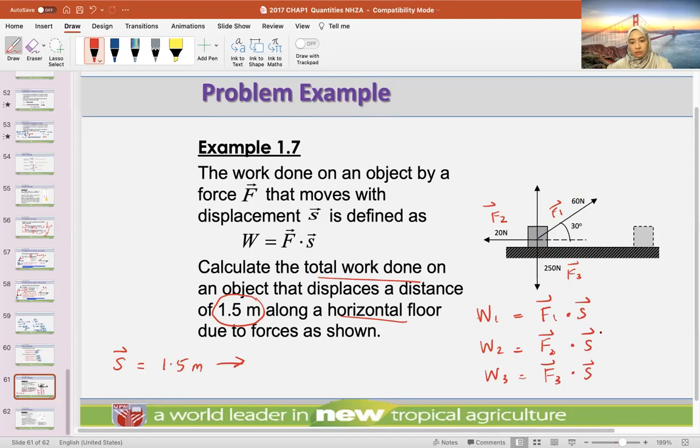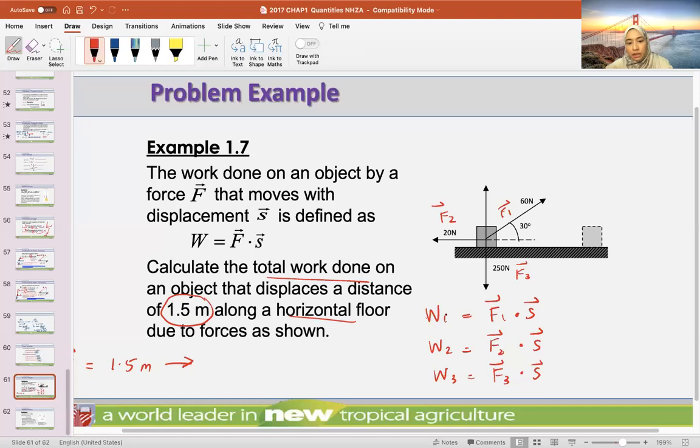Okay. So as you can see here, I'm writing work done number 1, work done number 2, work done number 3 with respect to each force. Nanti at the end, because this is a scalar quantity, we can just simply add it. So work done net is equal to work 1 plus work 2 plus work done 3. This will give me the final answer.